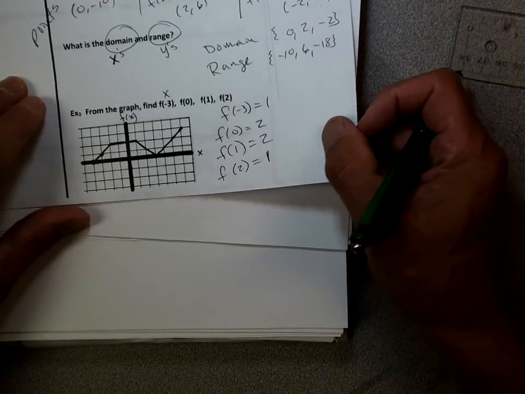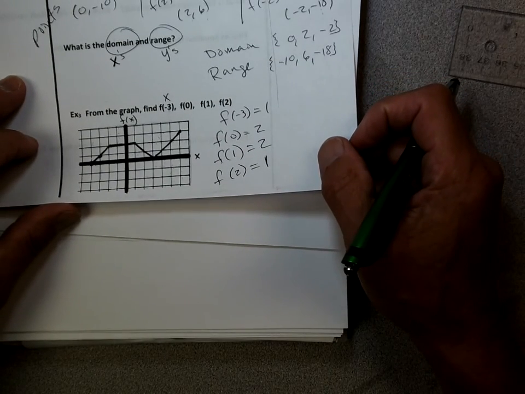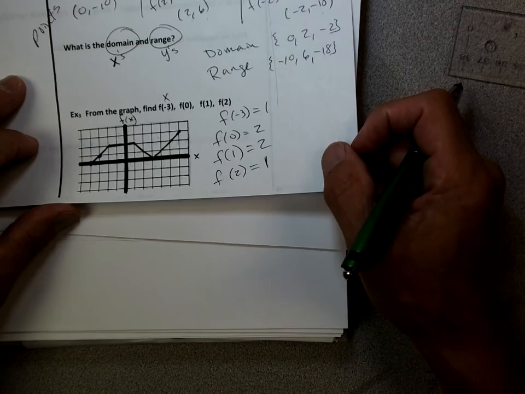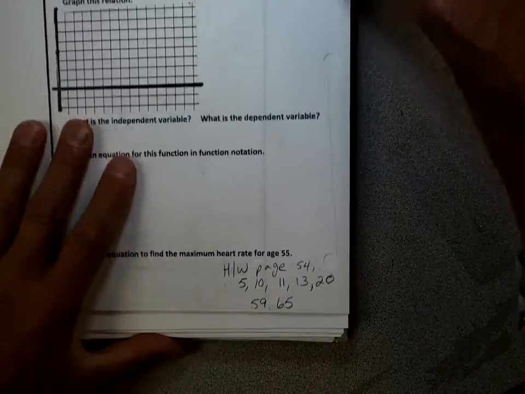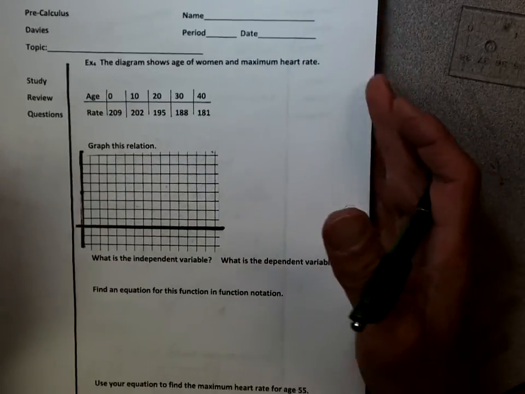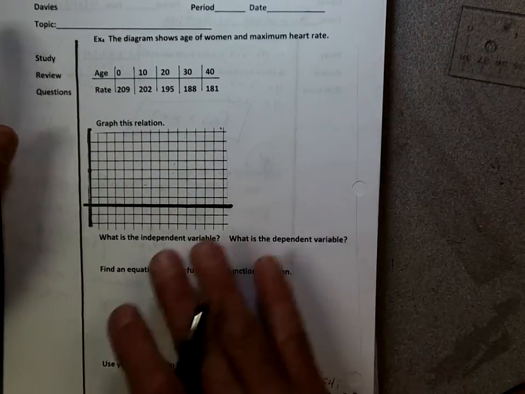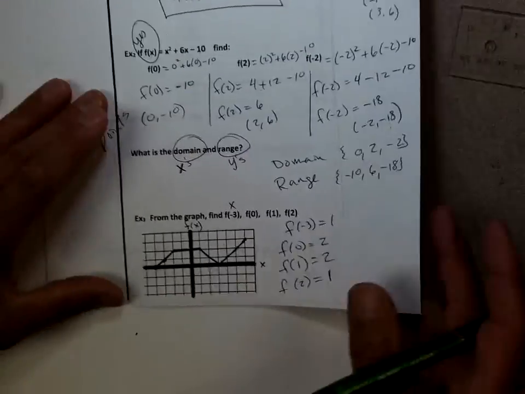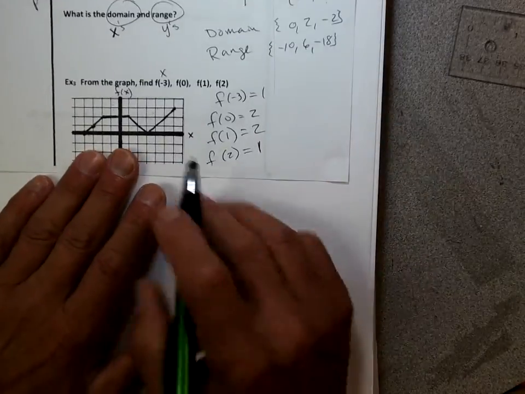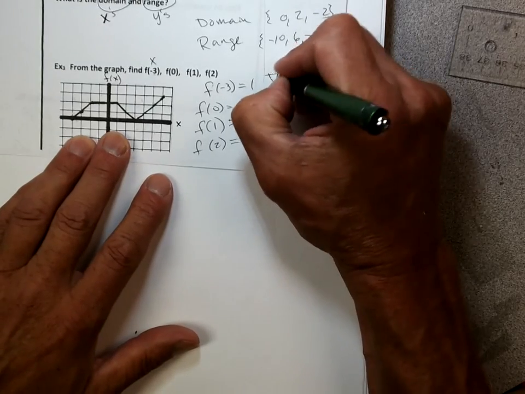All right, you ready to turn the page? Okay, turn the page. All right. Next example. Oh, I want to back up. You guys want to back it up? Let's back up. Let's talk about domain and range of this.